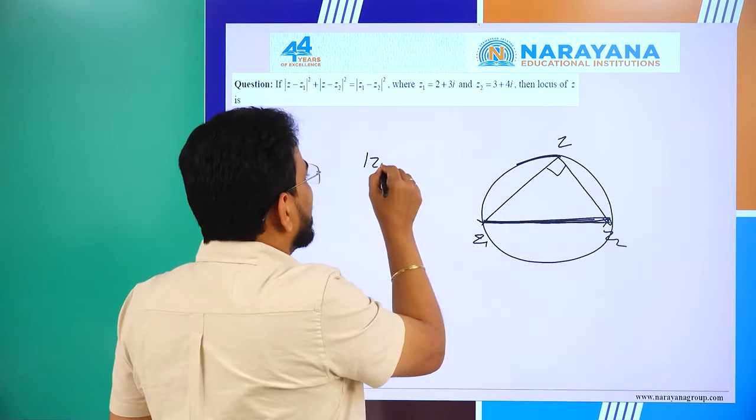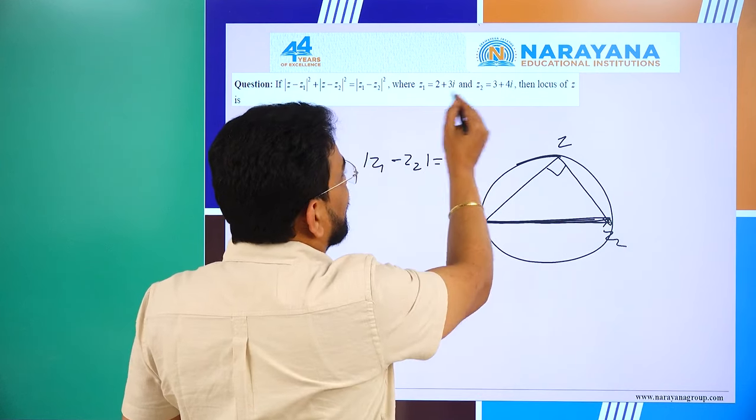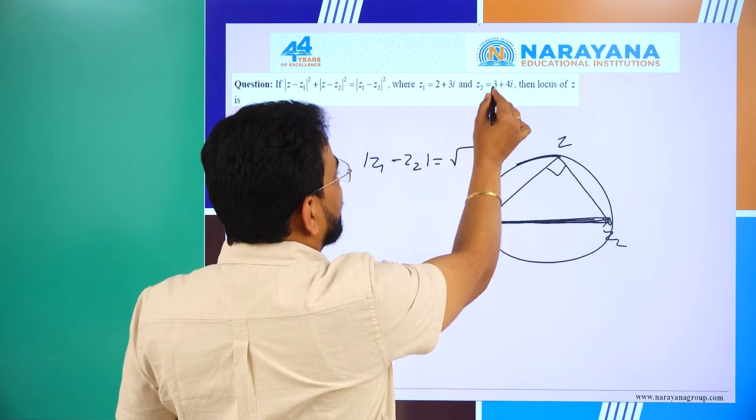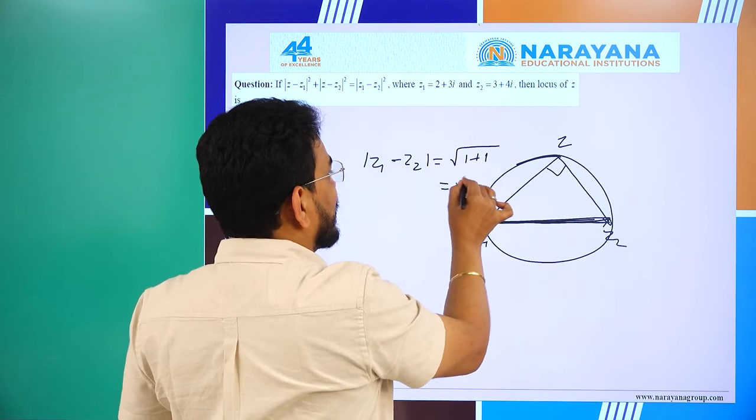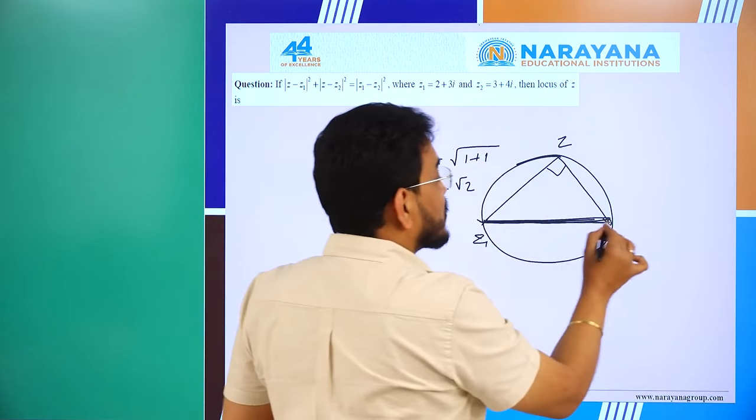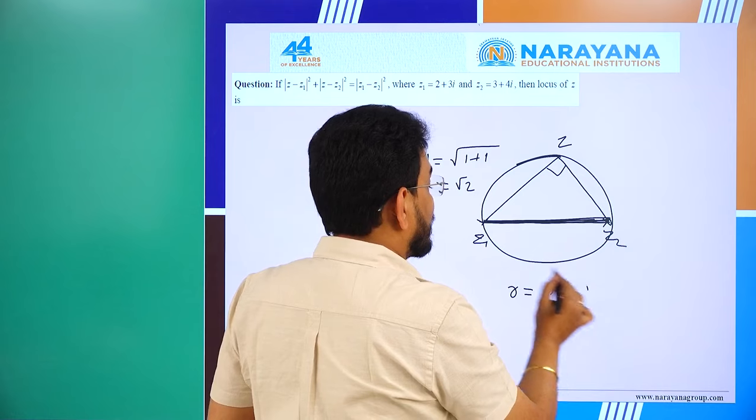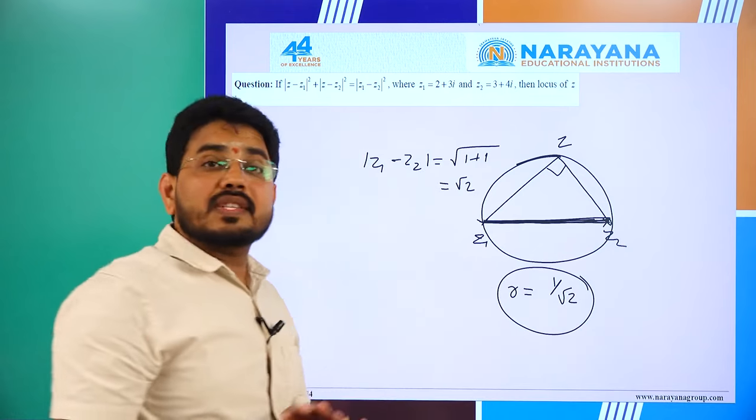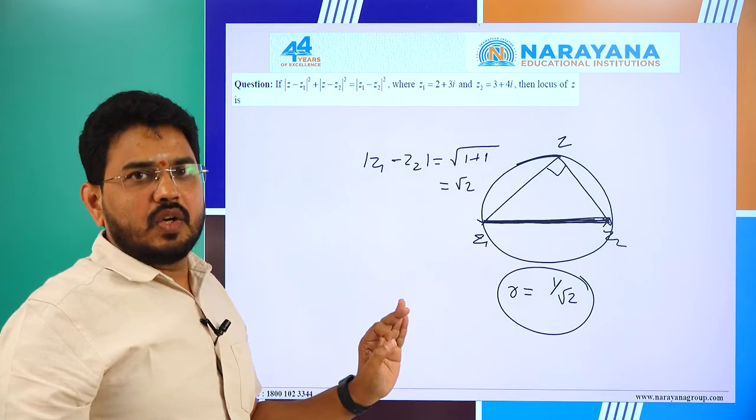So what is the modulus of Z1 minus Z2? It is equal to root over 2 minus 3 whole square plus 3 minus 4 whole square, which is equal to root 2. So diameter is root 2. So radius will be equal to 1 by root 2. So the locus of Z is a circle. Such a simple question. Okay.